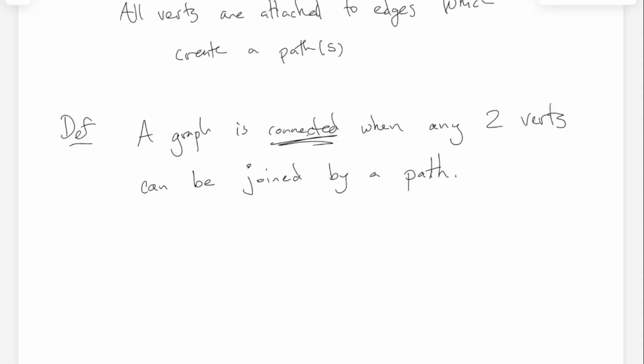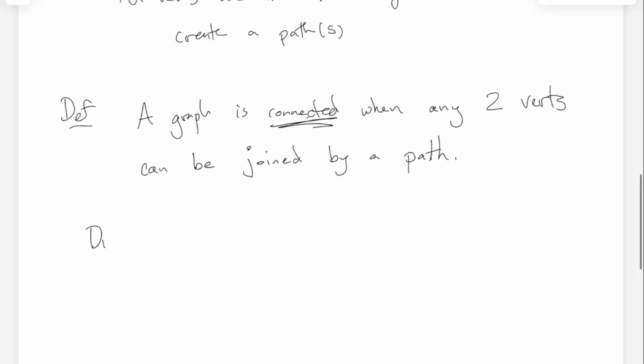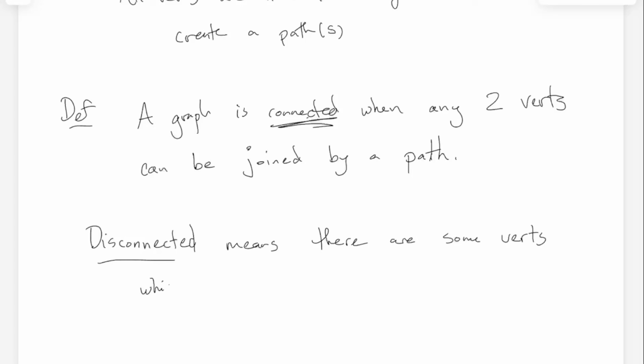And I should say the opposite of this would be disconnected. And specifically, what that would mean, disconnected means the opposite of any two vertices can be joined by a path. The opposite of that would be there are two vertices that cannot be joined by a path. So disconnected means there are some vertices which cannot be joined by a path.